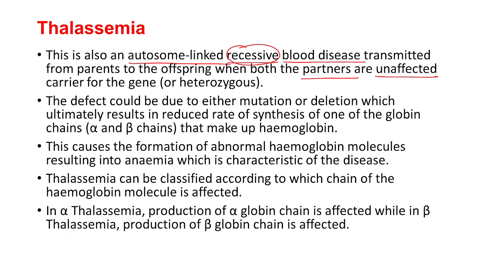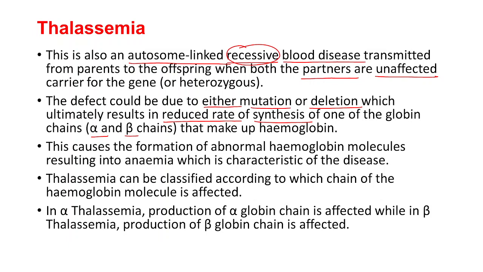Carrier for the same, or else one should be carrier and the other should be affected. So in that case, what will happen? The affected individuals can be obtained. See, this defect is due to either mutation or deletion, which ultimately results in a reduced rate of synthesis of one of the globin chains, that is alpha or beta.